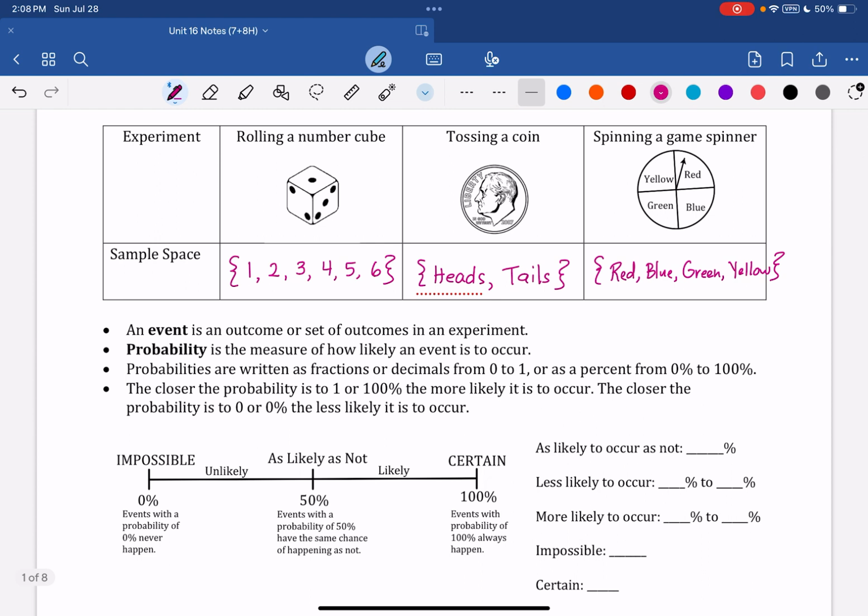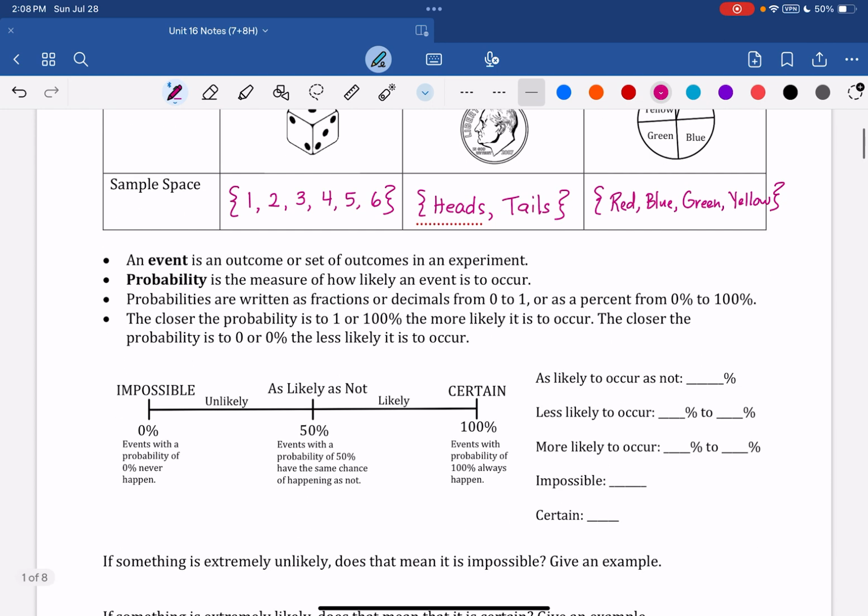An event is an outcome or a set of outcomes of an experiment. Probability is the measure of how likely an event is to occur. Probabilities are written as a fraction or as a decimal from 0 to 1 or as a percent from 0 to 100. The closer the probability is to 1 or 100%, the more likely it is to occur. The closer the probability is to 0 or 0%, the less likely it is to occur. So this little chart gives you an idea of what I'm talking about.